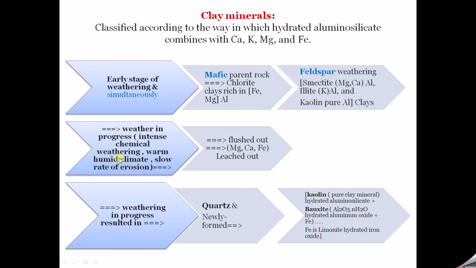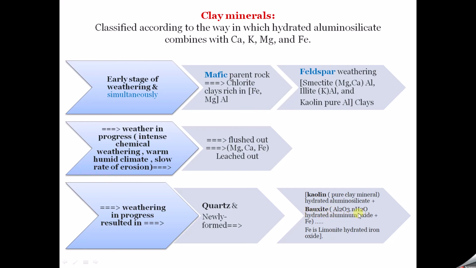If the intense chemical weathering persists in a warm, humid climate with a slow rate of erosion, magnesium, calcium, and iron will be flushed out and leached out of the rock, and these minerals will create quartz and newly formed minerals. Quartz is SiO2, silica. The newly formed minerals will be kaolin, kaolinite. This is a pure clay mineral, that means hydrous aluminum silicate.